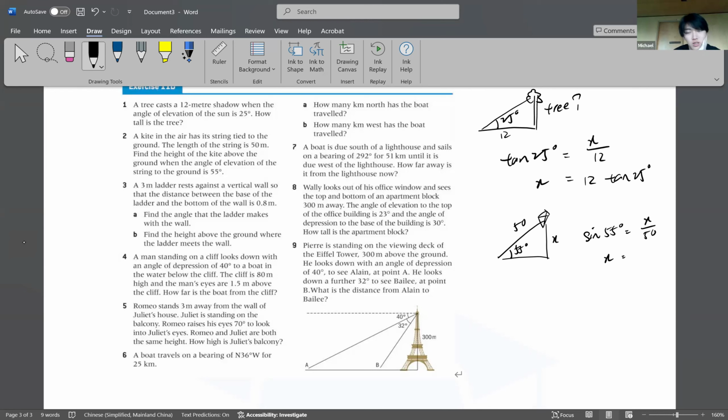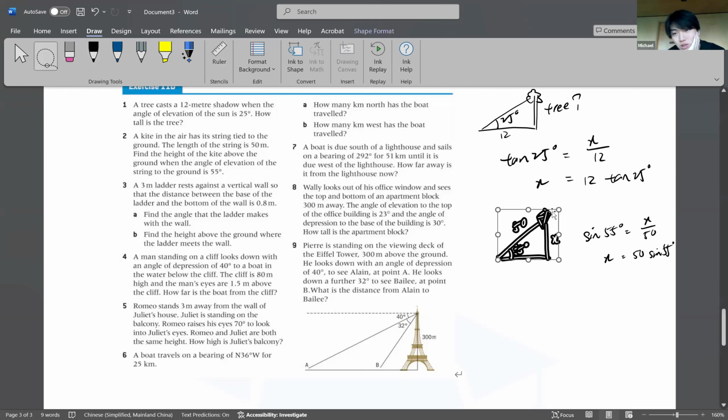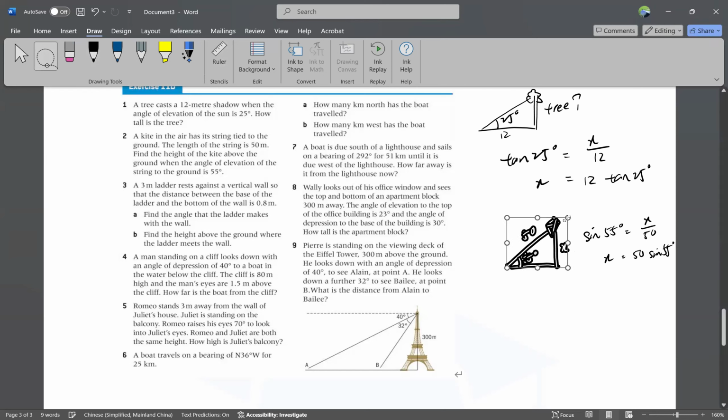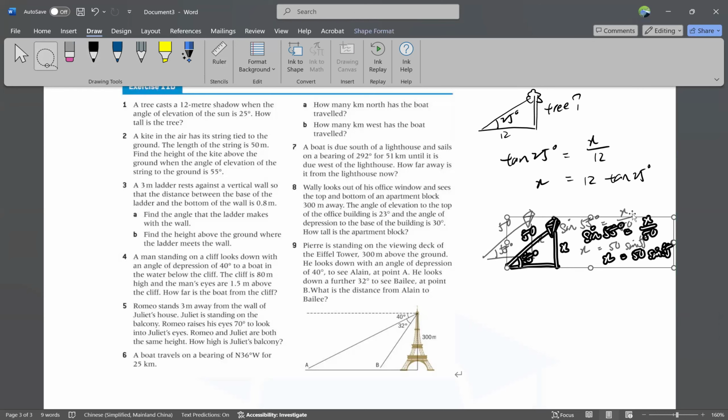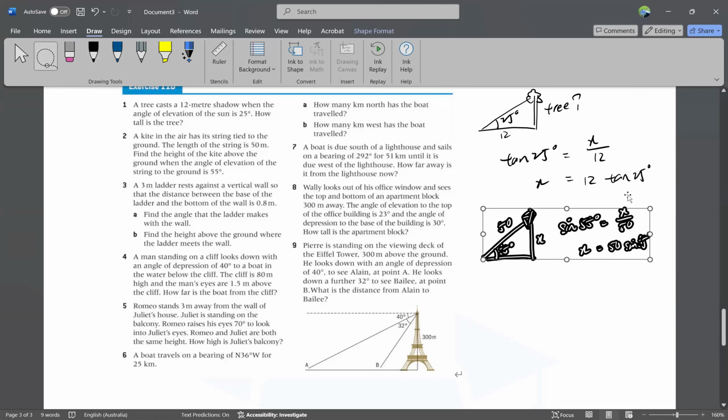Yeah. And then you do sine 55 times 50. Did you get it right in the first place? Yeah, okay. 40.96, isn't it? You kept on saying you were wrong. Oh no, it's because I put a different thing wrong. Yeah, sure. All good. Question 3.